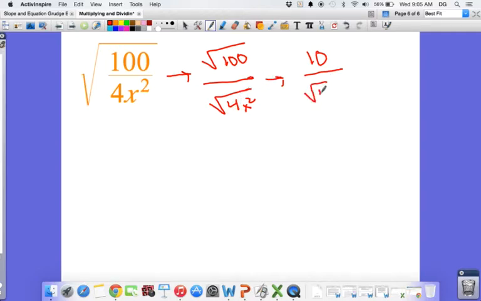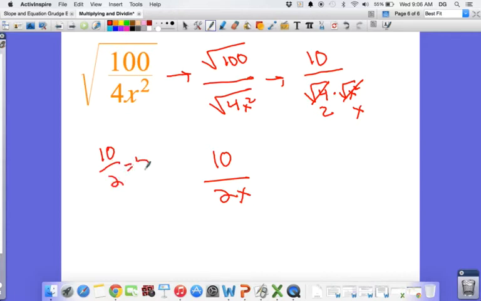I can separate that into the square root of 4 times the square root of x squared. Square root of 4 is 2. That was easy. Square root of x squared is x. So that's simplified to 10 over 2x. Now I want to see, can I simplify this any further? If we look, we have a fraction of 10 over 2. So I can simplify this 10 over 2 as if it was a fraction all by itself over here. And 10 over 2 is just equal to 5.